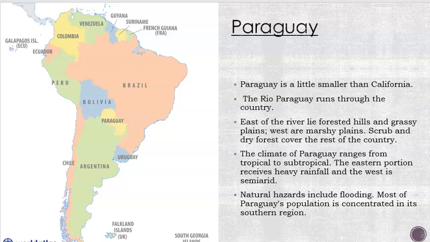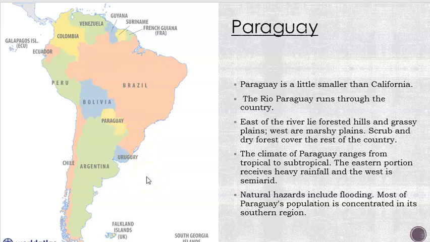Now we have Paraguay, also pronounced Paraguay. It is the other landlocked country of South America. So again, you'll see this again on an assessment. Bolivia and Paraguay are the two landlocked nations in South America. Paraguay is a little smaller than the state of California, and it has the Paraguay River running through it.